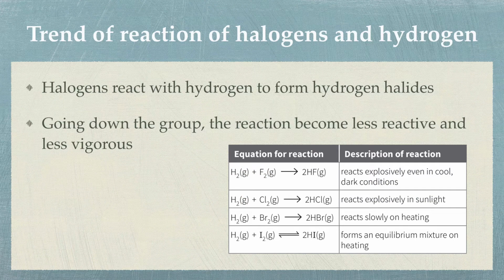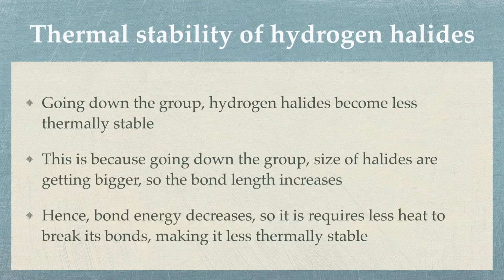Halogens react with hydrogen to form hydrogen halides. Going down the group, the reaction becomes less reactive and less vigorous. Going down the group, hydrogen halides become less thermally stable. This is because going down the group, the size of the halides gets bigger, so the bond length increases while the bond energy decreases. So this requires less heat energy to break its bonds, making it less thermally stable.